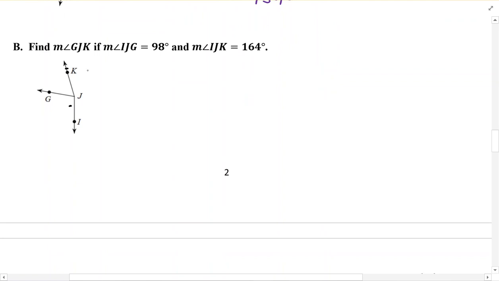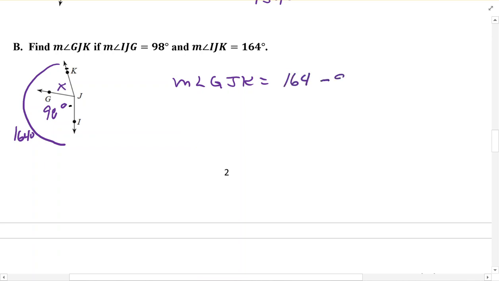I know that you know what you're doing. In the next problem, we're told that we want to find the measure of angle GJK. We're given that IJG is 98 degrees. We're given that IJK, so this whole entire angle here, is 164 degrees, and we're asked to find this right here, GJK. So this would be 164 minus 98, which would give us 66 degrees. And that concludes the lesson for Chapter 1-4.